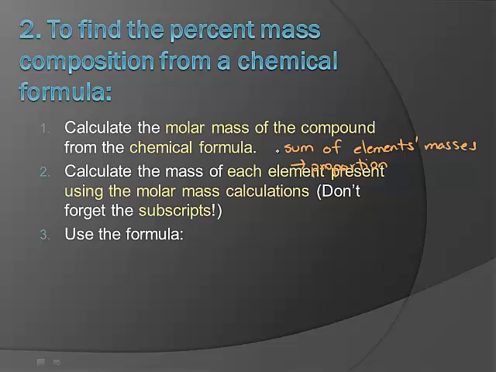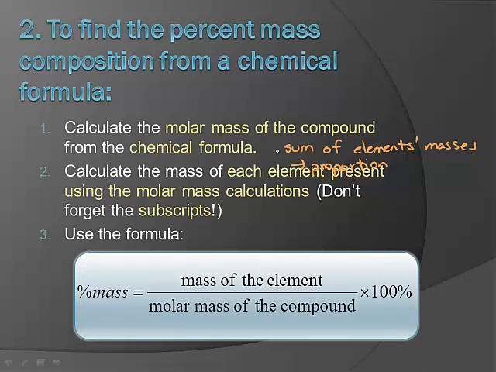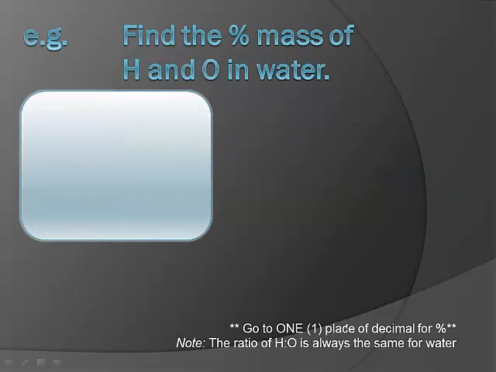And then we use the formula, but it really is just a reflection of what I've already told you about a percentage. It's a part of a whole times 100. So we take the mass of the element, that's the particular part that we're interested in, divided by the mass of the compound, that's of the whole compound, and then we multiply it by 100 to get to a larger value. So let's look at calculating the percentage mass of water. And just to remind you, water is H2O.